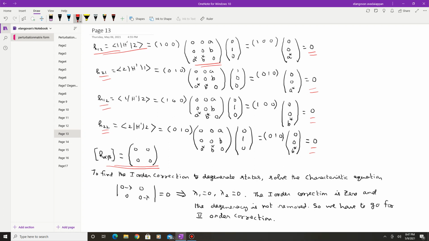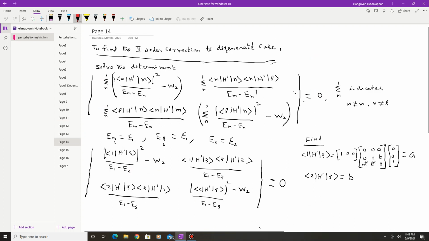Now let us find the first order correction. In order to find this first order correction, solve this characteristic equation. Once we solve this characteristic equation, you will find lambda 1 is equal to 0 and lambda 2 is equal to 0. So the first order correction is 0. So the degeneracy is not removed. Both are 0, correction is 0, the degeneracy is not removed. So if the degeneracy is not removed and first order correction is 0, you have to go for the second order correction.